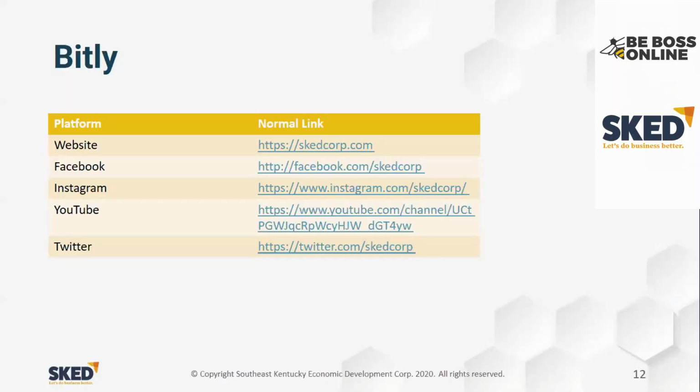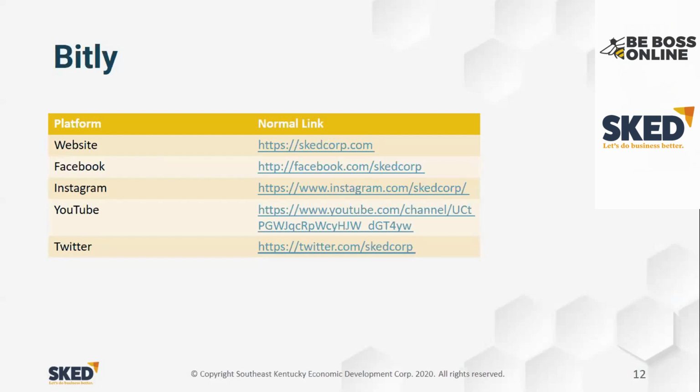So for example, this is our normal link. On the left-hand side, you'll see that we have the platform and the normal link. You see that most of these are pretty short. Our website is skatecourt.com. Our Facebook is facebook.com/skatecourt. Our Instagram is instagram.com/skatecourt. But you can see it gets a little crazy with our YouTube one, which I don't know anybody that can remember and type out without having to click on it.